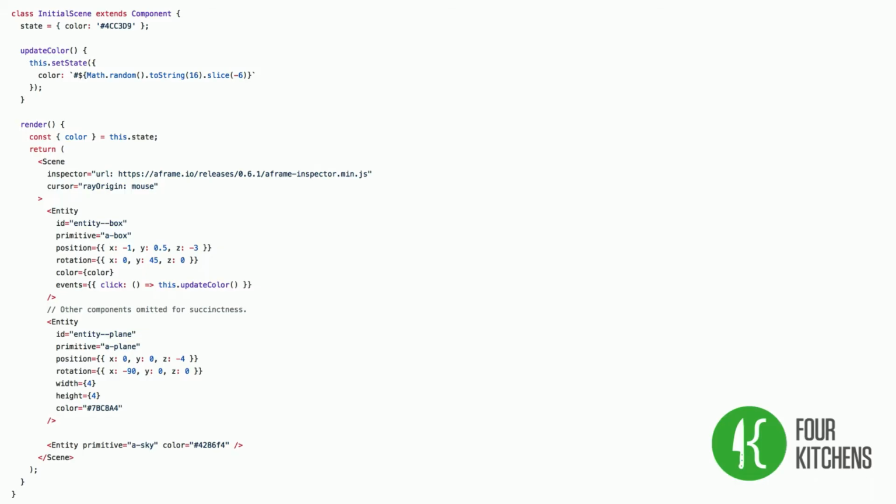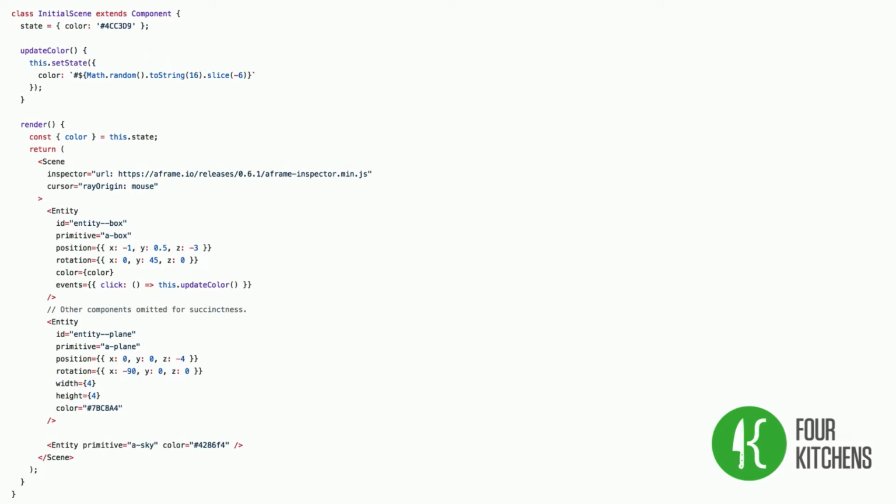So here's a React version of the application that we were looking at earlier. I realize this is a little small, so I'll apologize. I'll walk through it. This is basically just a React component. We have some initial state that we set. We have a method that updates state. If you're familiar with React, this is going to be boring to you for about a minute. And then we have a render method that goes through and renders a scene and an entity.